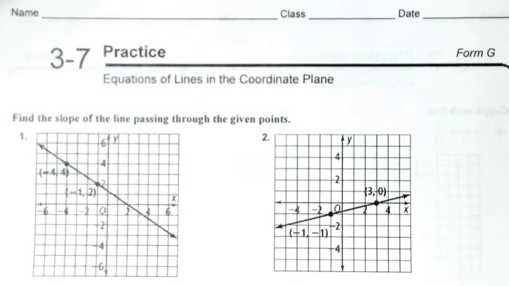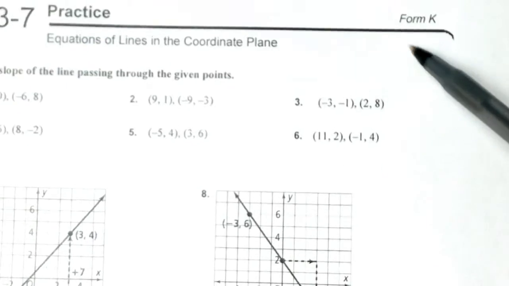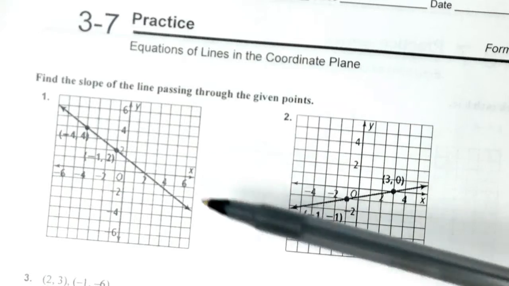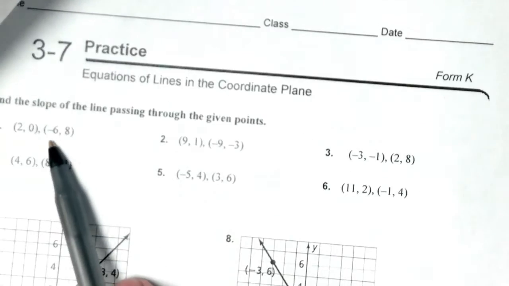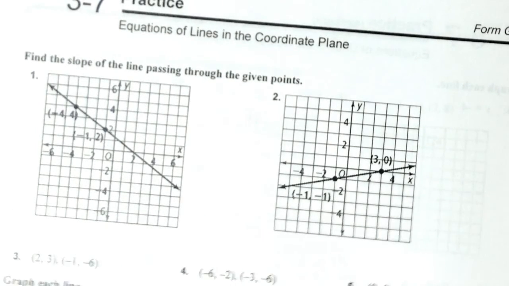Okay, so now we're working on the 3-7 practice. Remember, we do the form G together, and you do the form K, which are like it. These instructions are like those instructions. On some of them, they're similar because this just shows you ordered pairs, and this shows you ordered pairs actually on a graph, but you do it the same way.